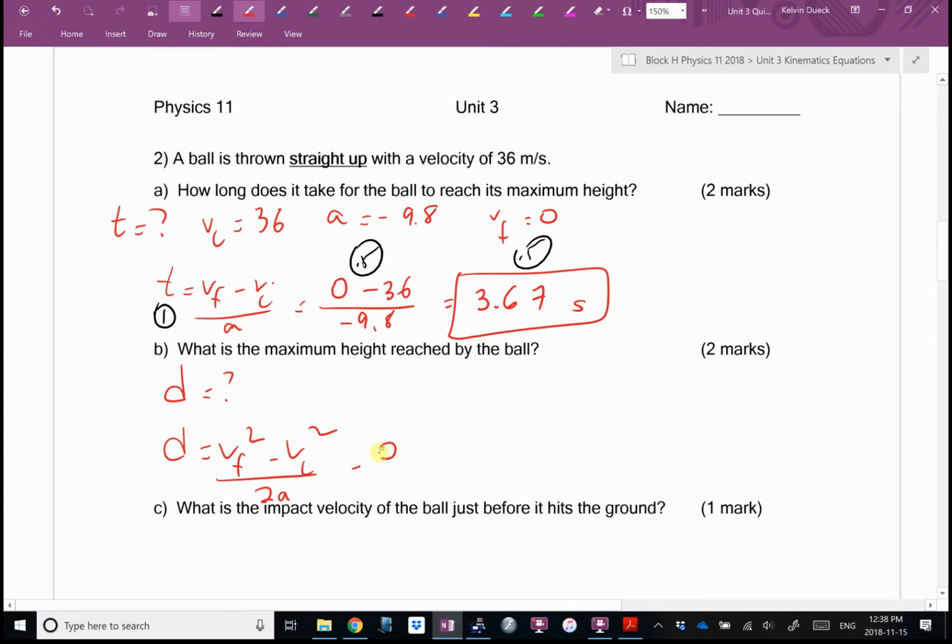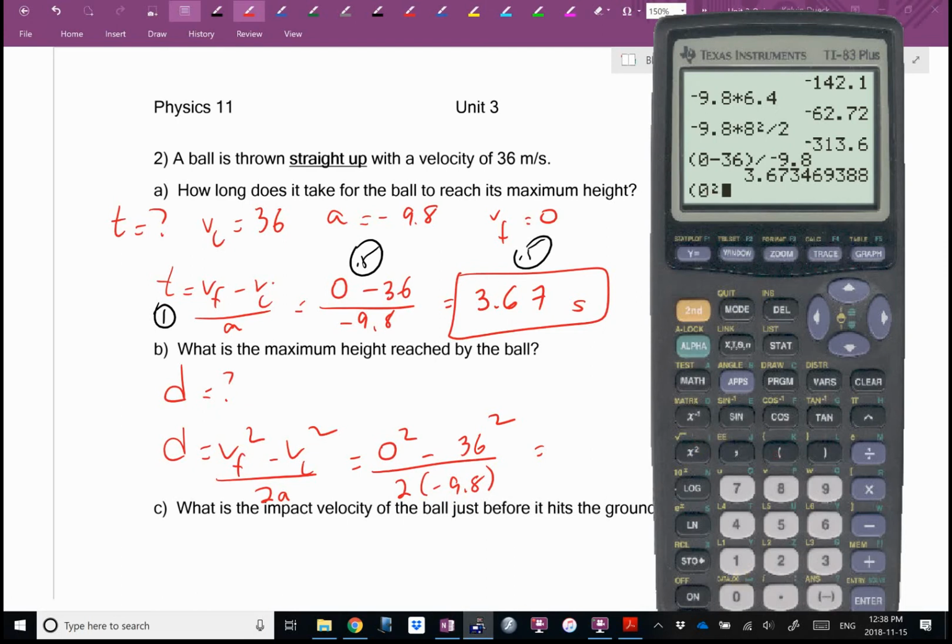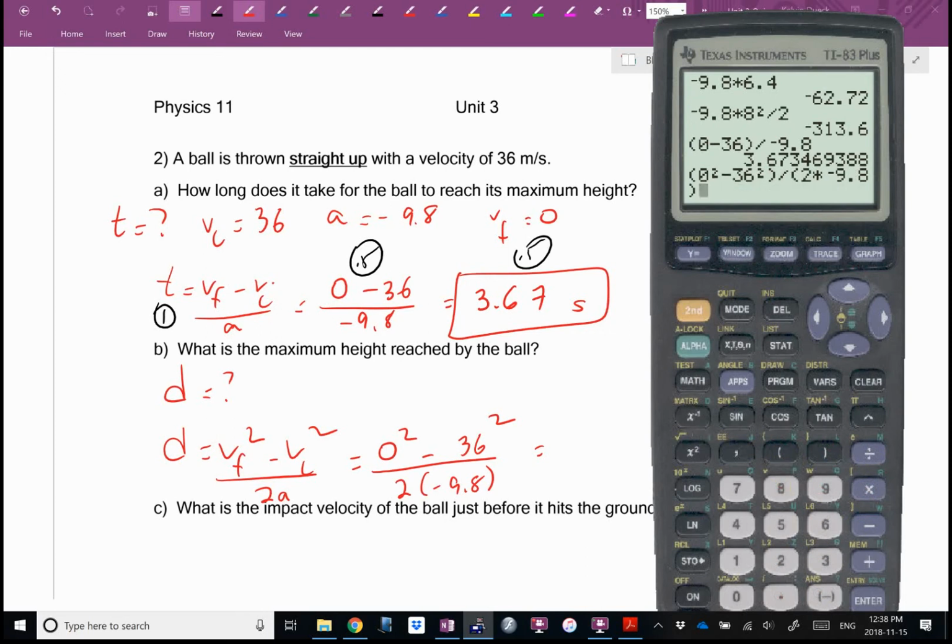Here it's going to be 0 squared minus 36, I won't forget the square this time, all over 2 times negative 9.8. 0 squared minus 36 squared divided by 2 times negative 9.8. You get 66.1?